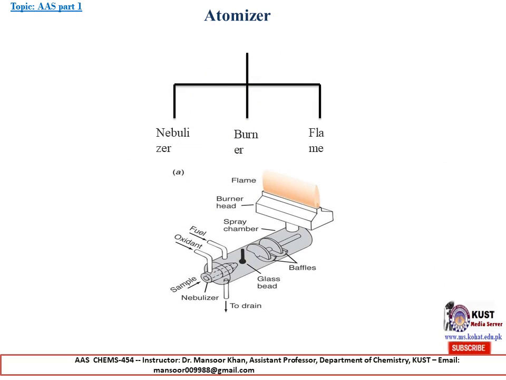The next important portion of the instrumentation of atomic absorption spectroscopy is the atomizer. The atomizer is that portion of the atomic absorption spectrometer which converts the sample solution into its neutral atomic gaseous atoms. That's why it is called the atomizer. An atomizer consists of three portions: nebulizer, burner, and flame. The diagram of the whole atomizer is given below.